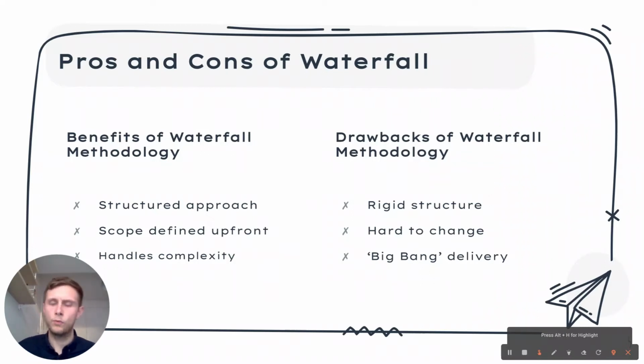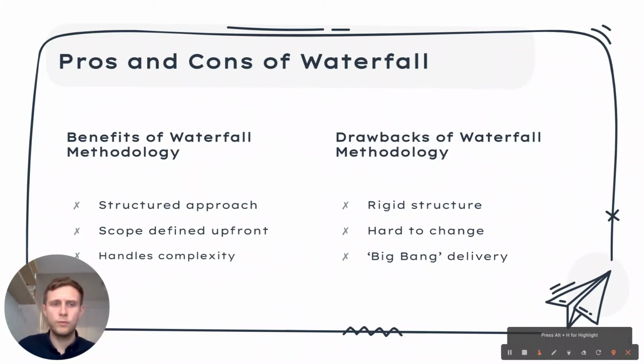Crucially, having that good structure and defining exactly what we're going to do up front, if we have a lot of complexity in our project, there's a lot of different moving parts, maybe it's technically complex, we have a really structured way to move us from A to B and help to overcome and manage that complexity. But what doesn't the waterfall methodology give us?